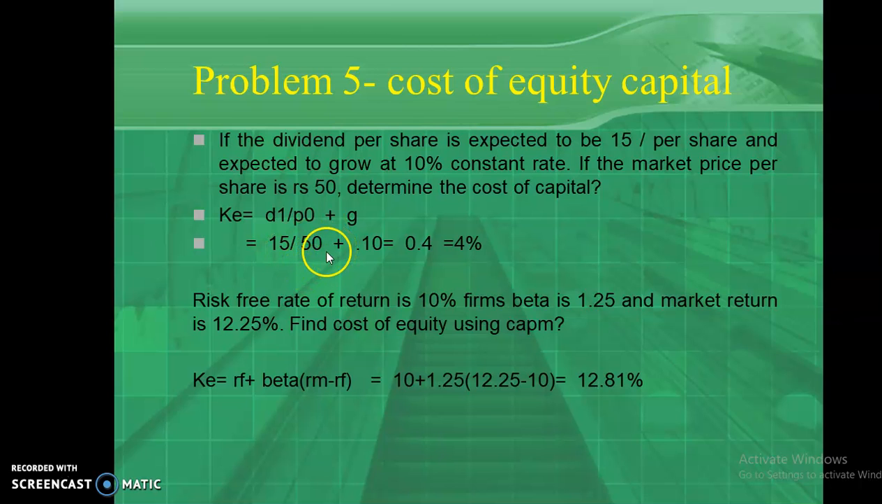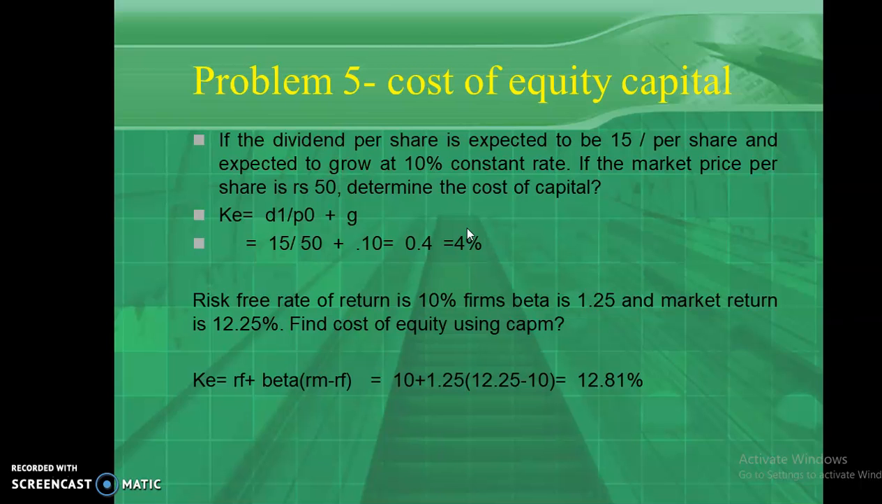What is P0? P0 is known as current market price of the share. That is 50 rupees plus what is the growth rate of dividend? Constant growth rate is given 10%, that is 0.10. 10 by 100, 0.10. You put it here, this is a very simple formula, D1 divided by P0 plus G. You got 0.4, that means 4%. That is the cost of equity shares. This is under the dividend growth approach.